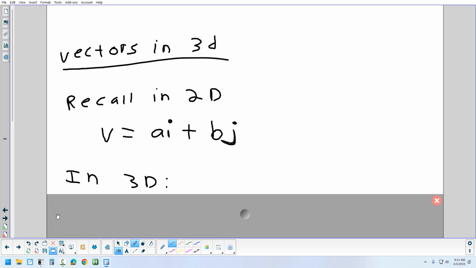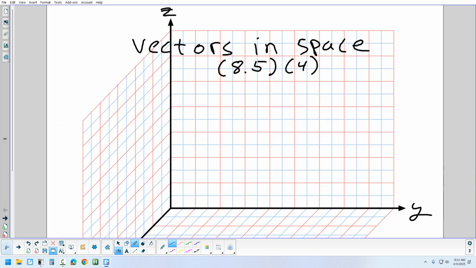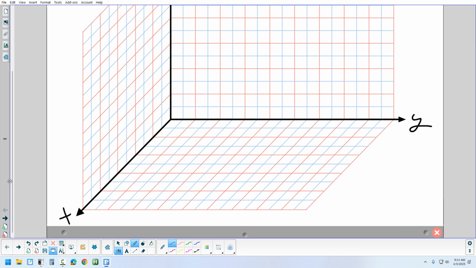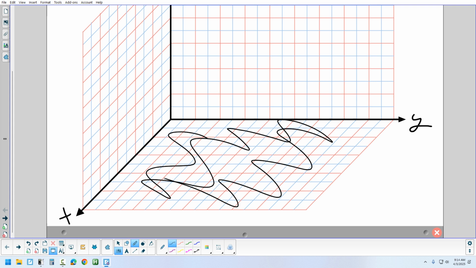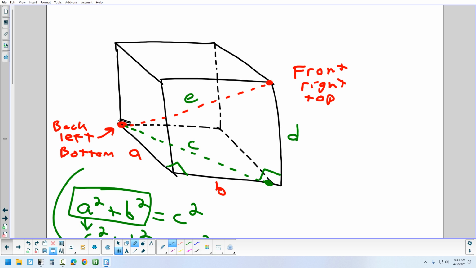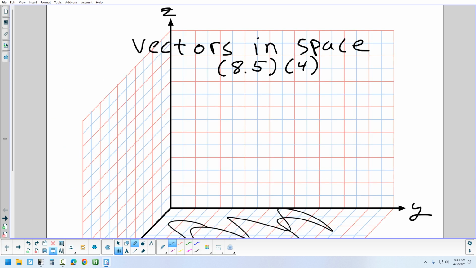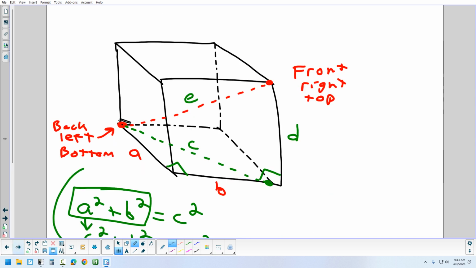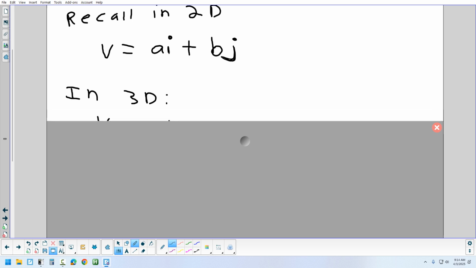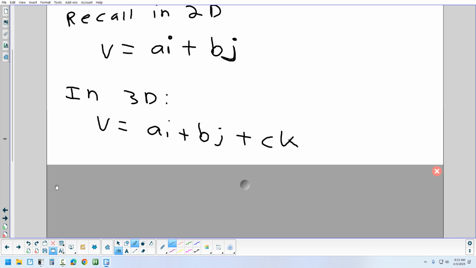K, yep. So I points in the direction of the positive x-axis. J points in the direction of the positive y-axis. Between those two vectors, I and J, you can travel anywhere you want in that area. That's like the floor of the box. With K, now we can travel up off the floor of the box. So K is going to be a unit vector that points in the positive z-axis direction.